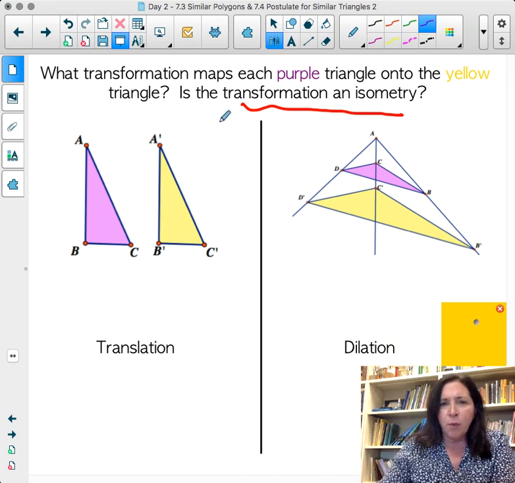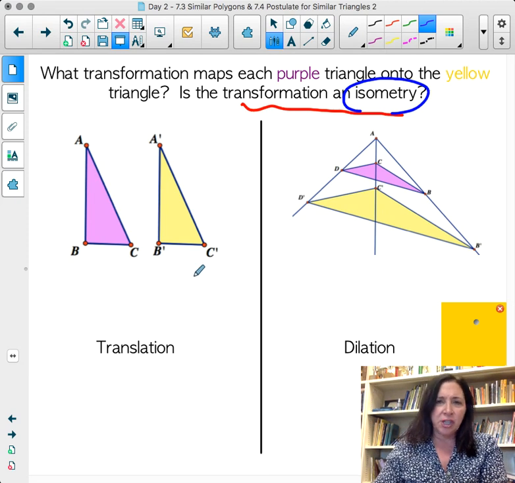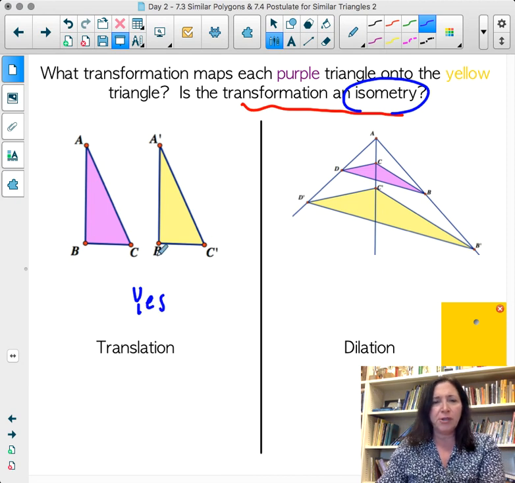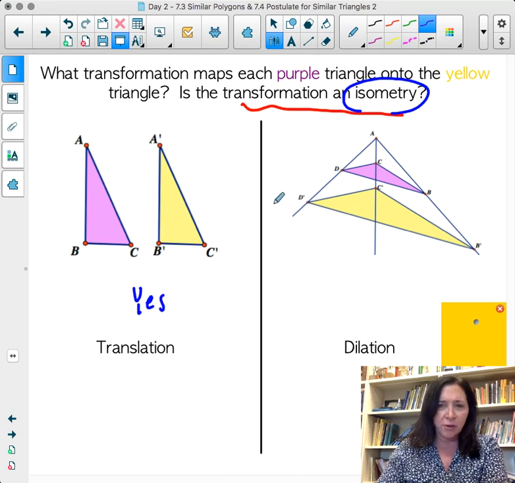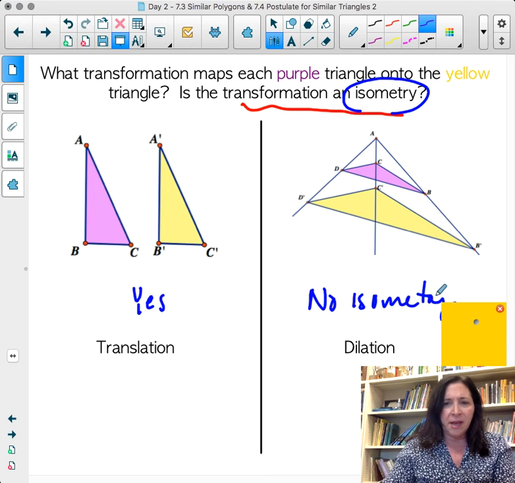But whether or not something is an isometry is basically saying, if you move it, does it retain the same size and shape? And if it does, then it's an isometry. So this one would be a yes, because when we translated the triangles, we ended up getting the same size and shape. Whereas for this one, the dilation actually changes the size. So this would be a no for isometry, and the other one would be a yes.